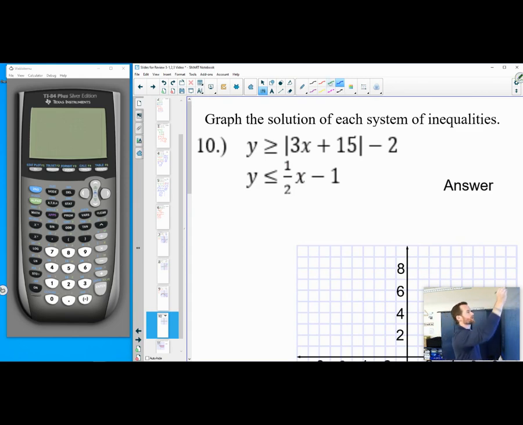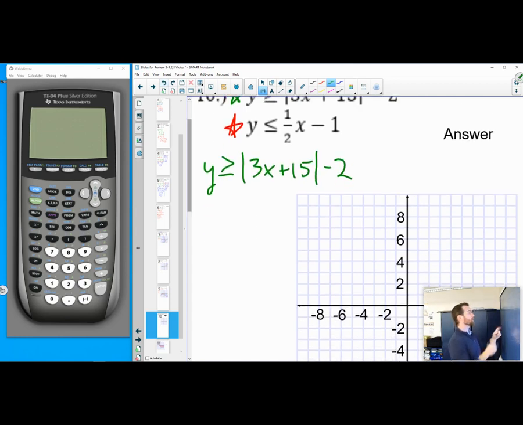Again, we're graphing, so we'll do this in green and red, just like we've been doing all video long. So the green, we see absolute values, which means it's going to be a v. So now, oh, I see a problem here. We've got a coefficient that's not 1 in front of the x. So here we've got some algebra to do. I'm actually going to rewrite this. Y is greater than or equal to the absolute value of 3x plus 15, minus 2. Because remember, this coefficient must be 1 for this to work. Let me just erase that and fix it.